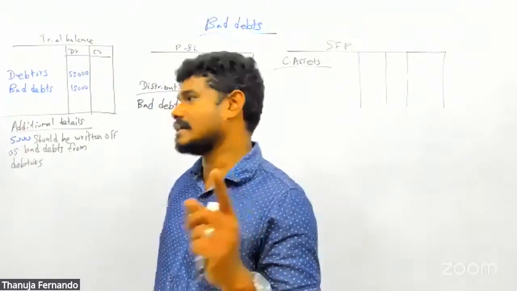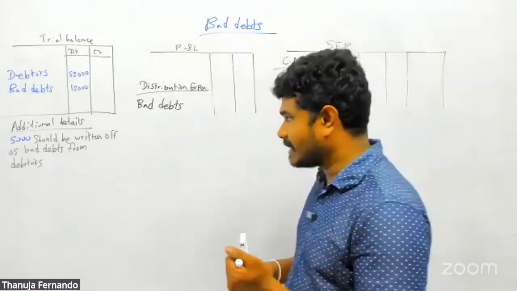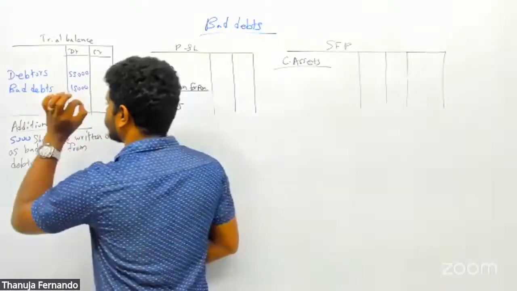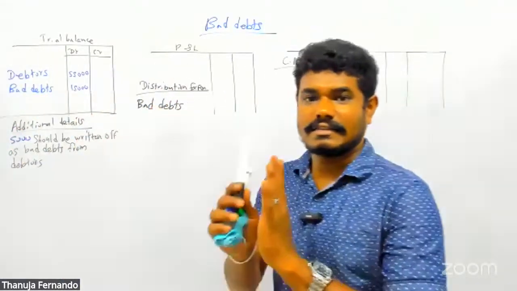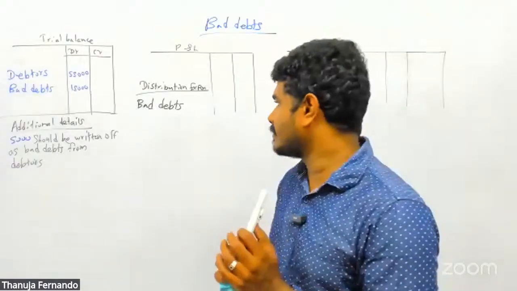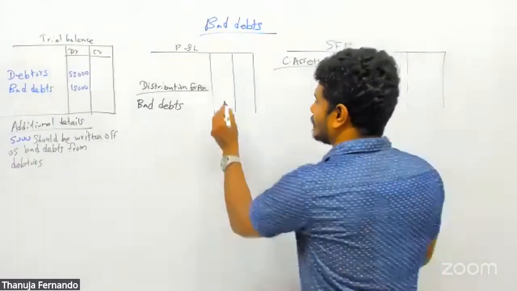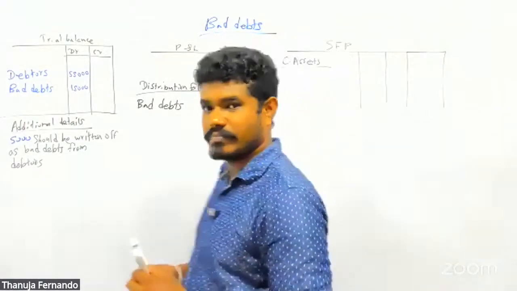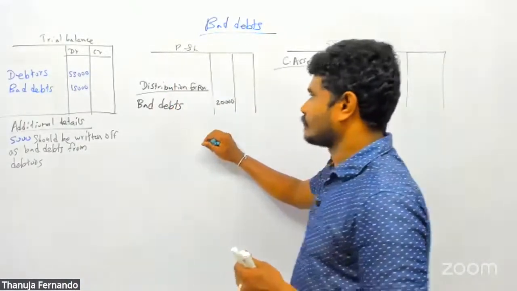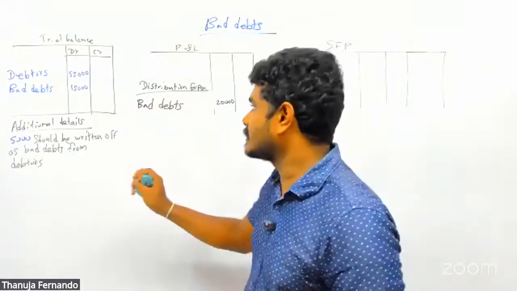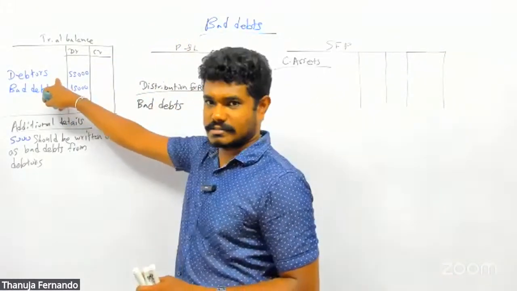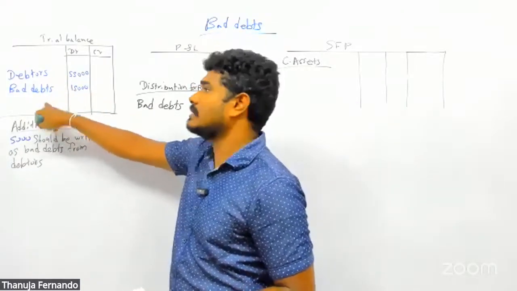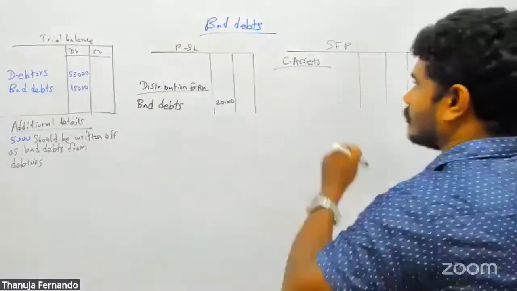Yes, sir, you are correct. Because we have already deducted 15,000 and yet again we have to deduct another 20,000. Then the total bad debts of the relevant year are 20,000. But in this 20,000, we have already deducted 15,000 from debtors. After the deduction of this 15,000, the balance of debtors is 55,000.